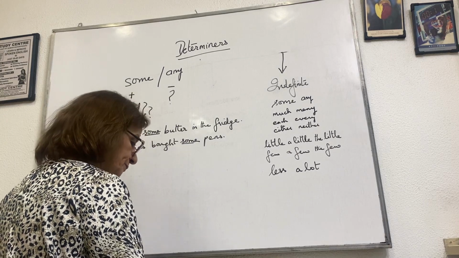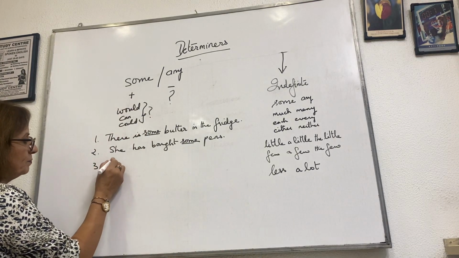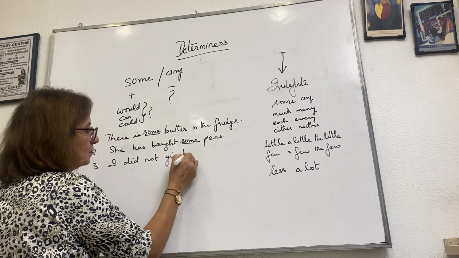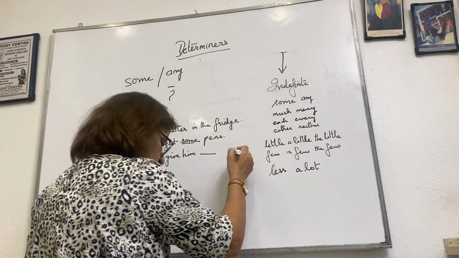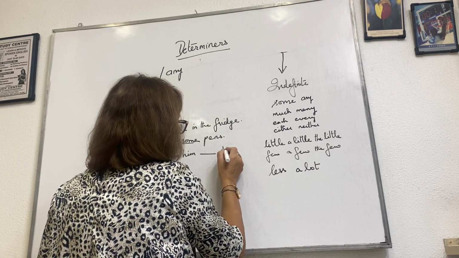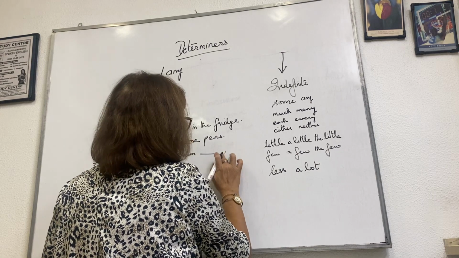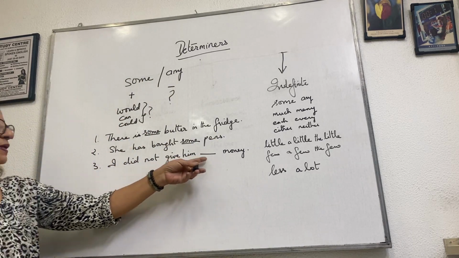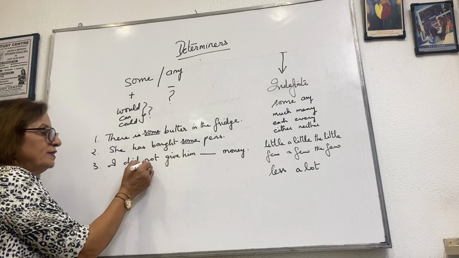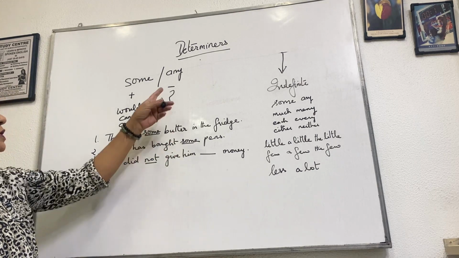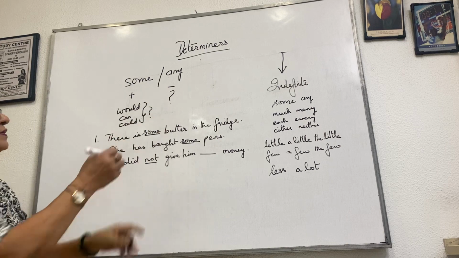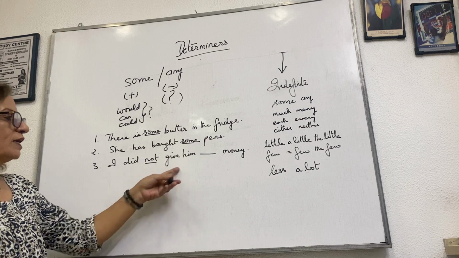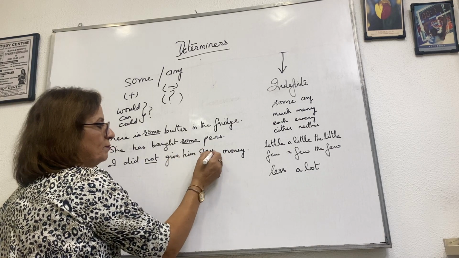Now take another example. Let's do any. I did not give him dash money. Now in this sentence there is a negative, not. So what does the rule say? That if it is negative, then we use any. So I did not give him any money, not some money.